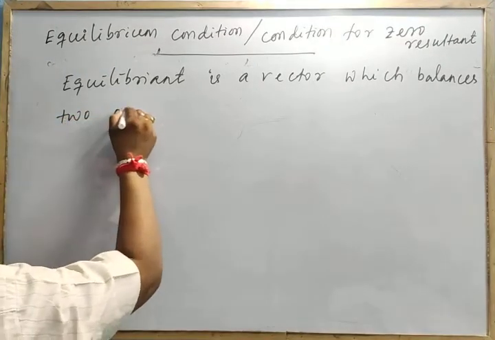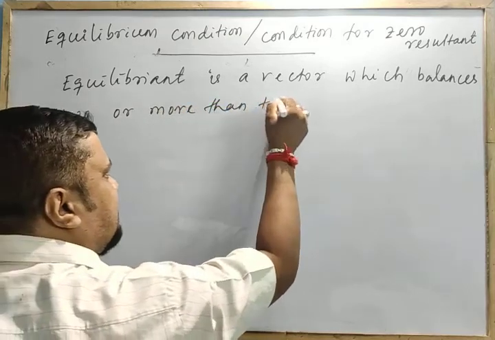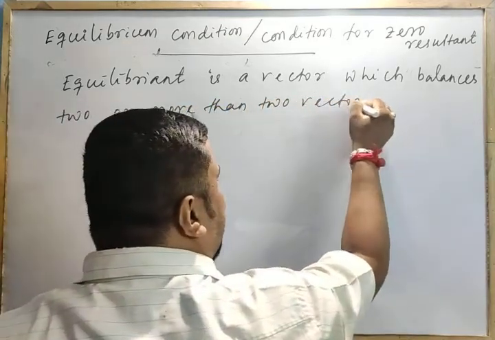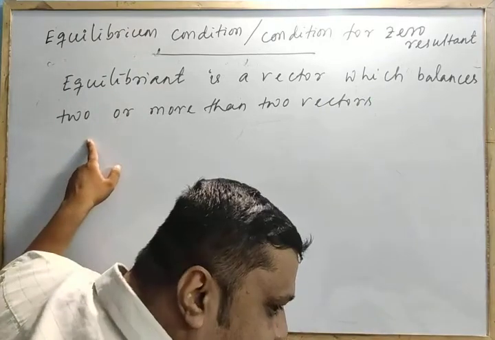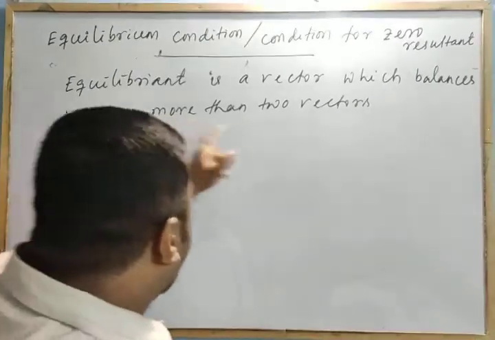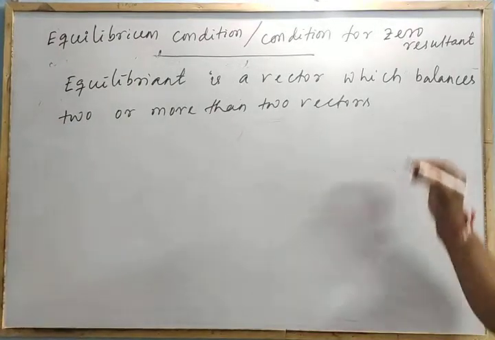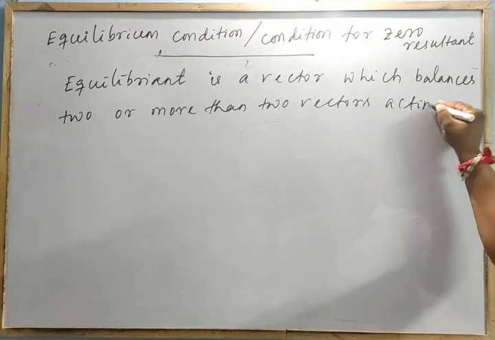Two or more than two vectors. More than two vectors, two vectors: triangle law. More than two vectors: polygon law. Two or more vectors acting simultaneously. They should act at a time.